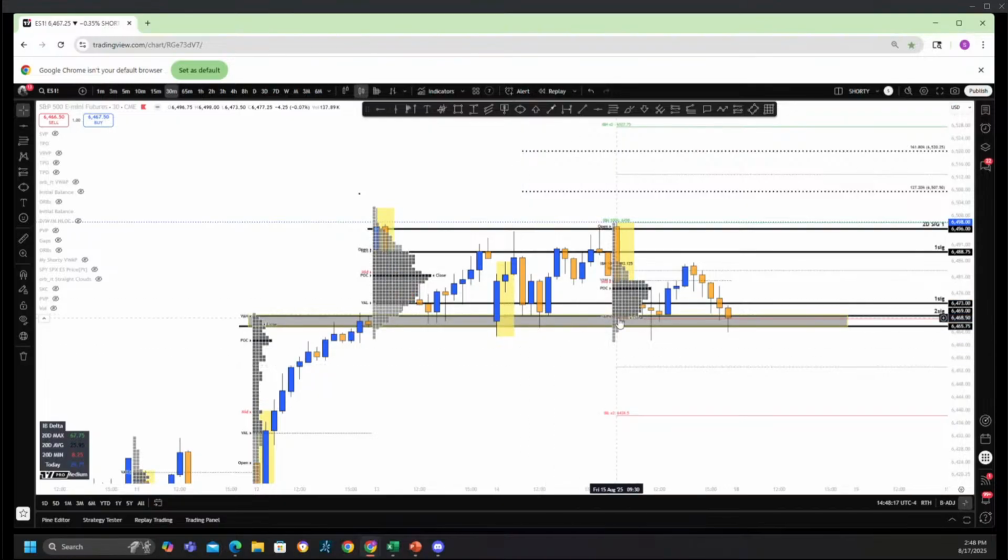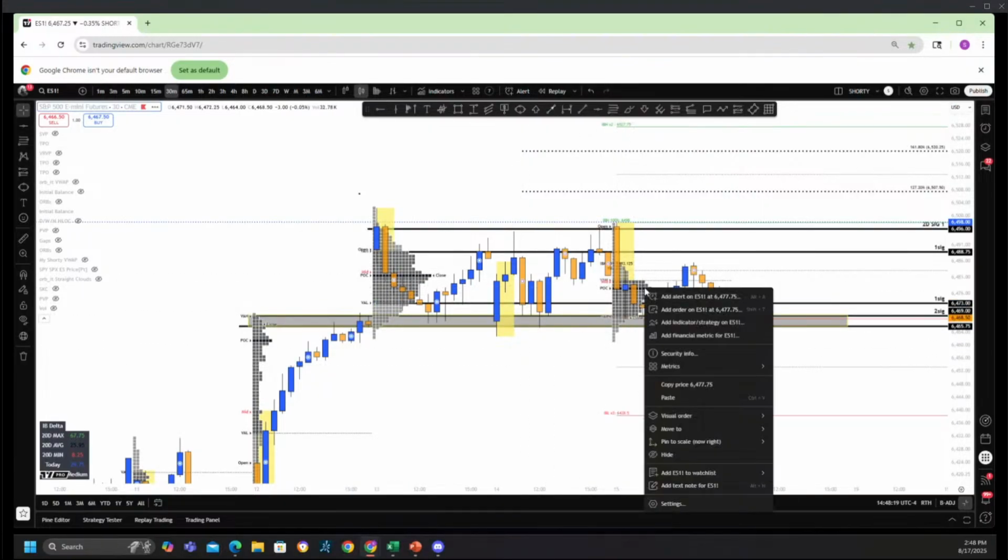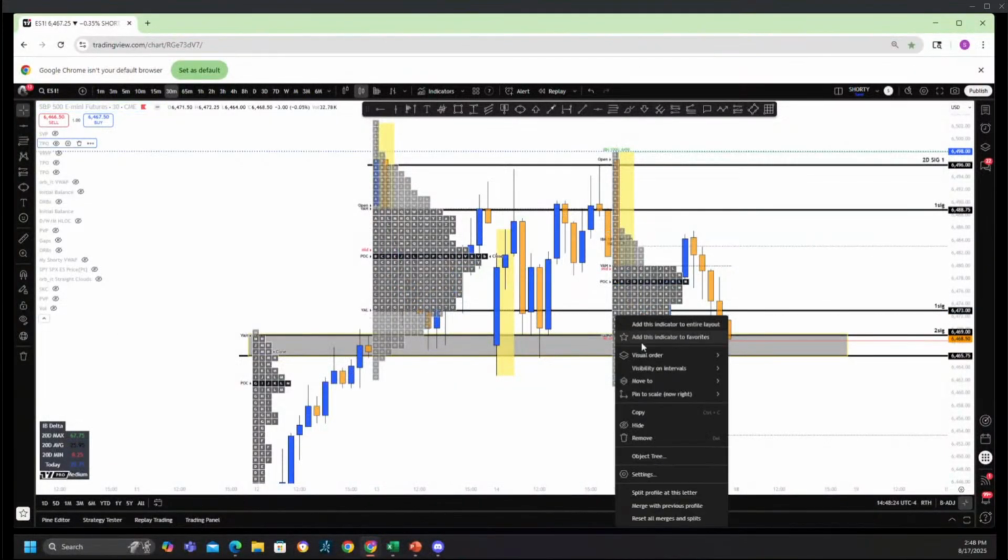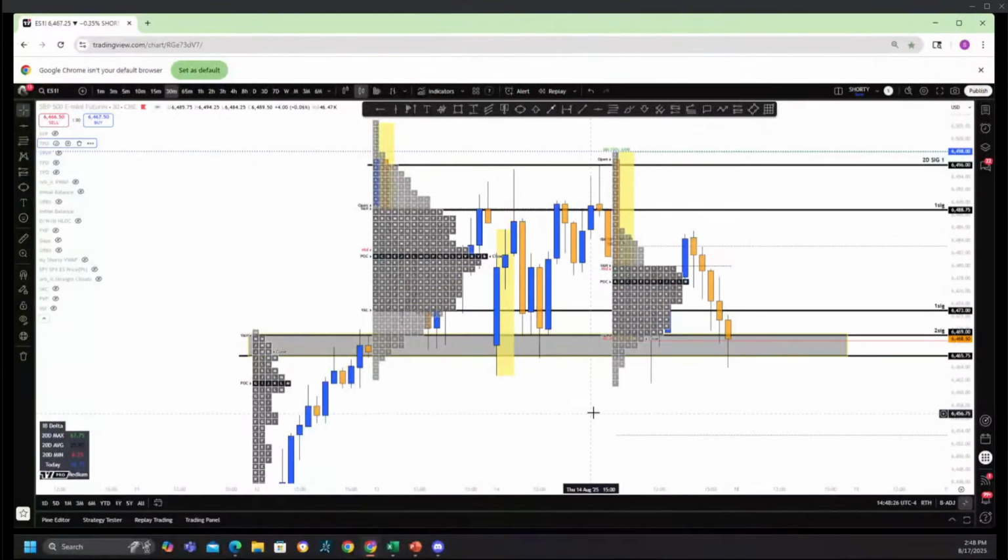A person that initiates a trade in a bracketed market in the middle of somewhere, instead of the extremes, has a really bad chance of playing out the scenario and the reward that they're looking for.